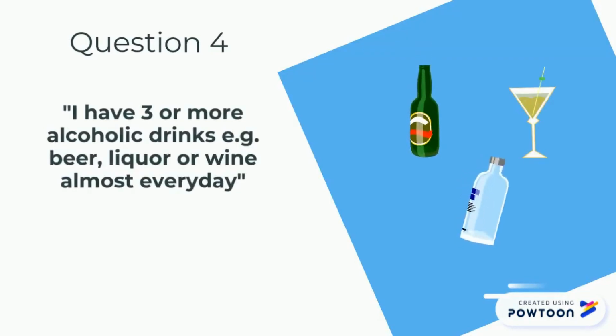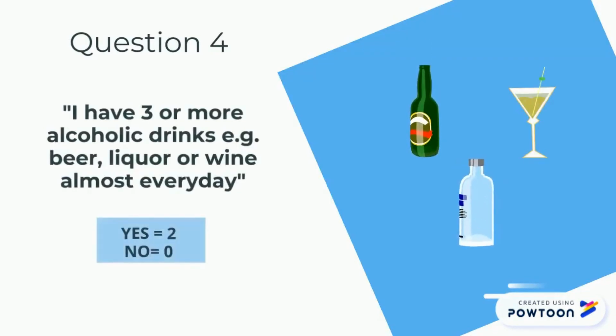Question 4. I have 3 or more drinks of alcohol, for example beer, liquor or wine, almost every day. Alcohol provides calories but not nutrition value. Drinking too much can reduce your appetite for good food or make you more likely to skip meals. If you've answered yes to this question, add 2 points to your nutrition score.